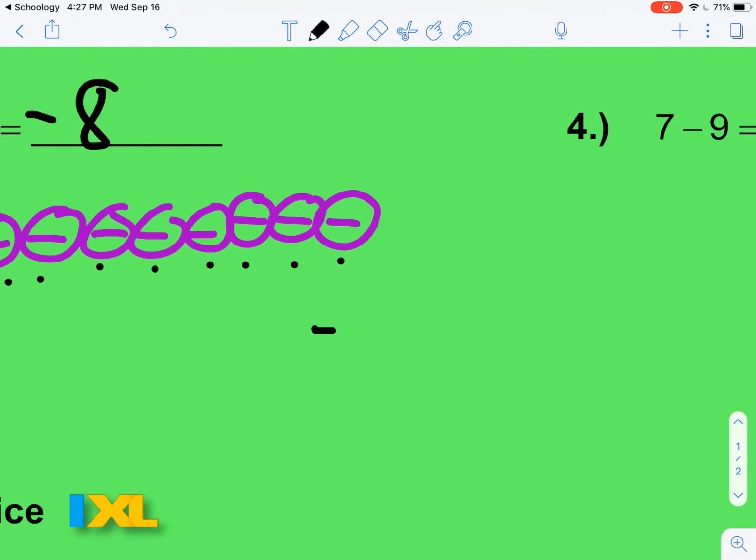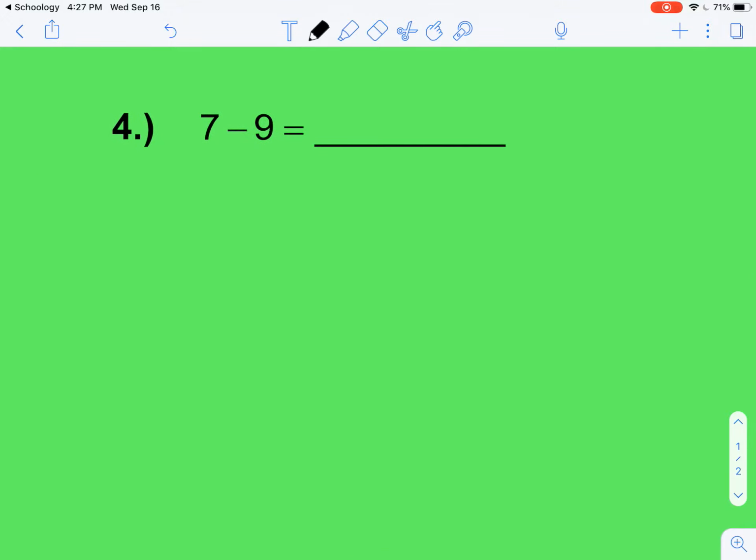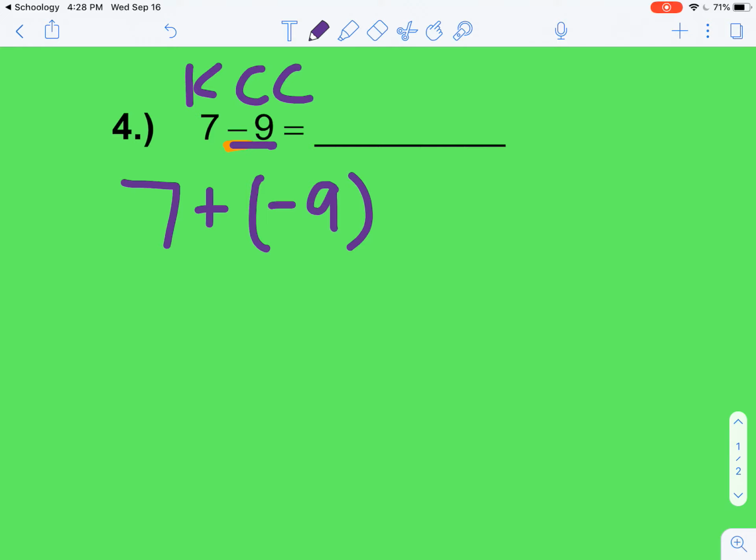Alright, let's look at number 4. 7 minus 9. I see that minus sign there, which tells me I'm going to use keep, change, change. Alright, my 7 is going to stay the same. My negative sign is going to change to a positive, and my 9 is going to change to a negative 9. Now remember, you have to write it in parentheses so that we don't have two operations together like this. That's too hard to look at and too confusing, so you have to make sure you put that negative sign in there.